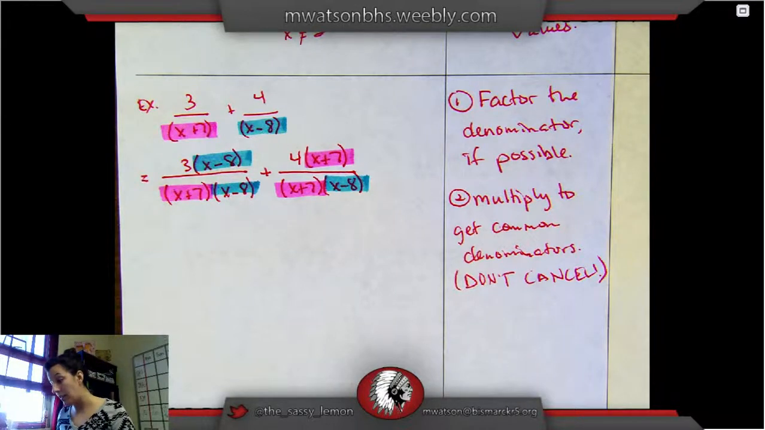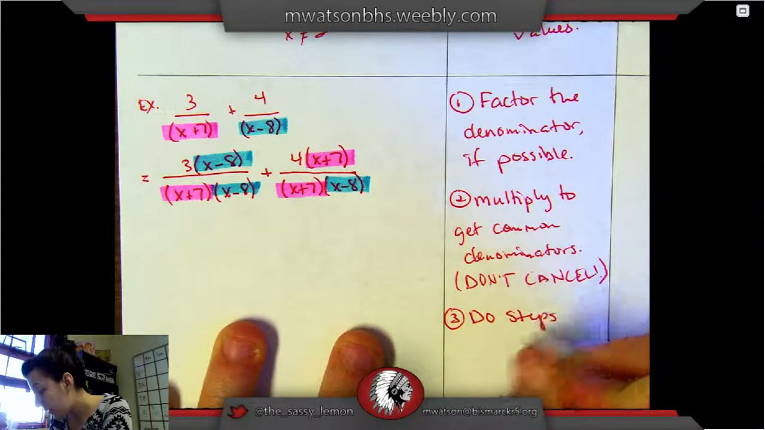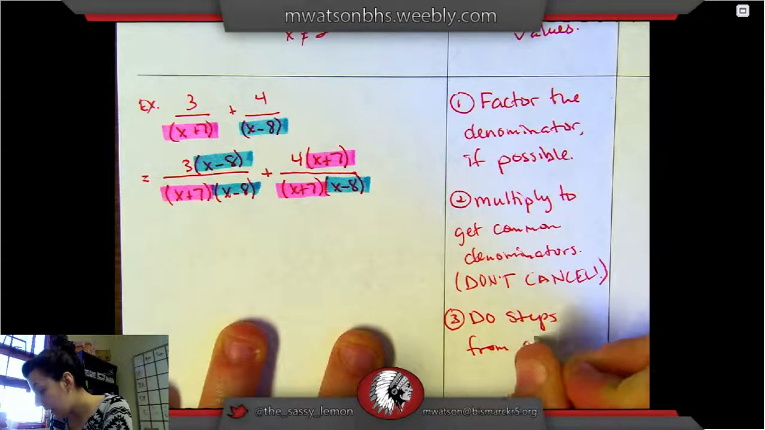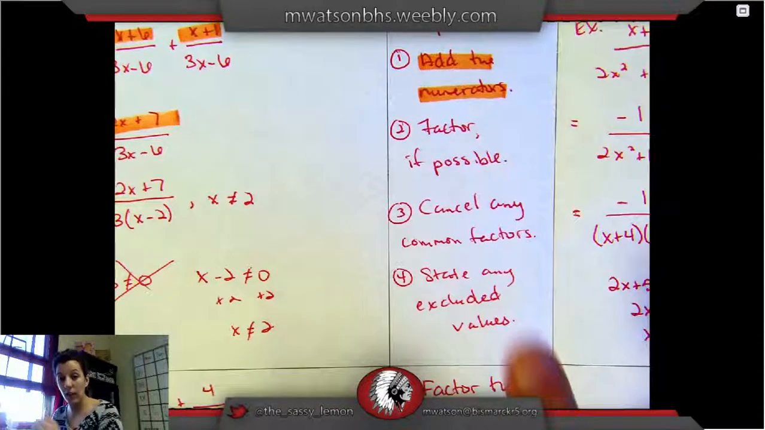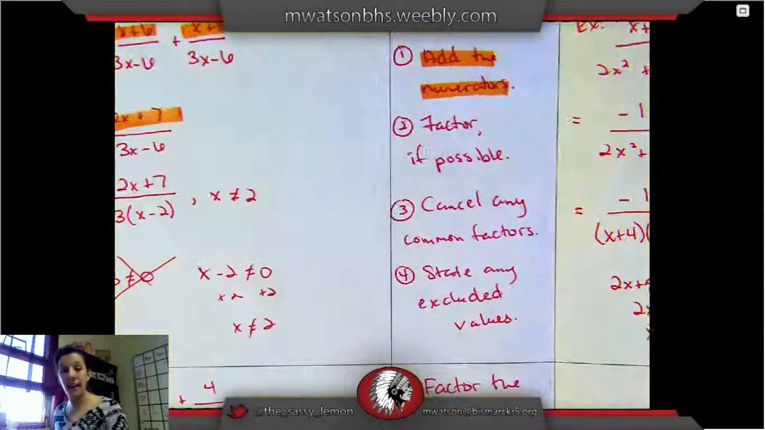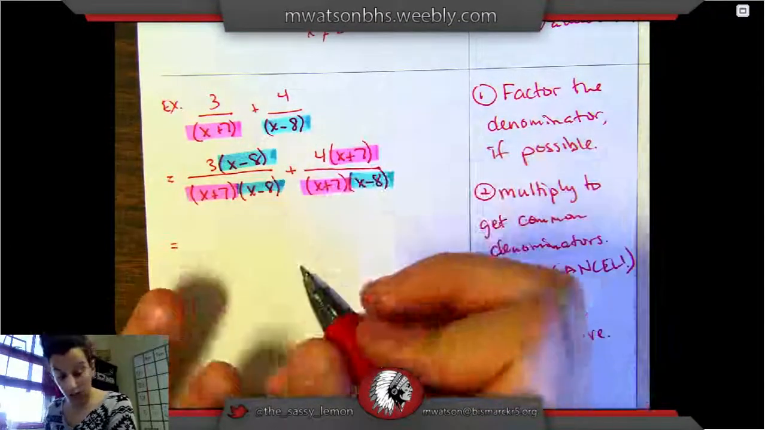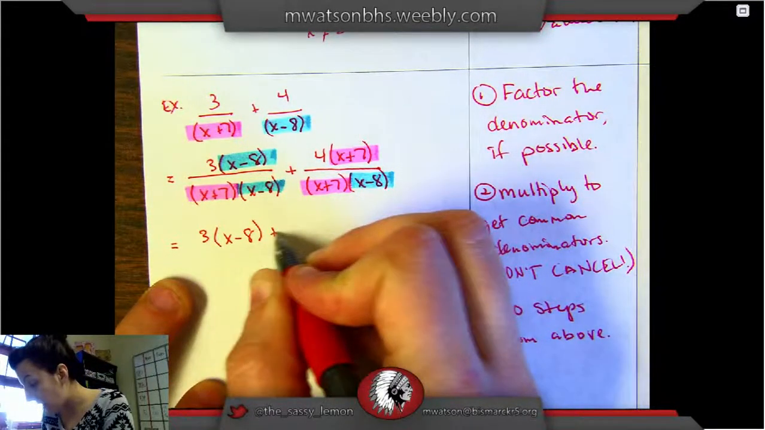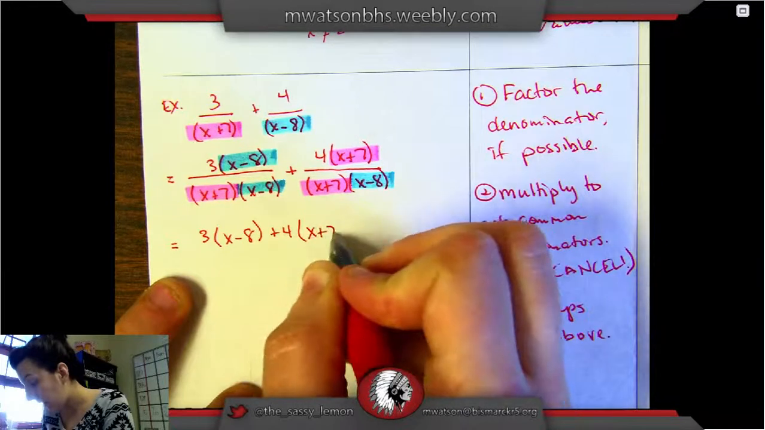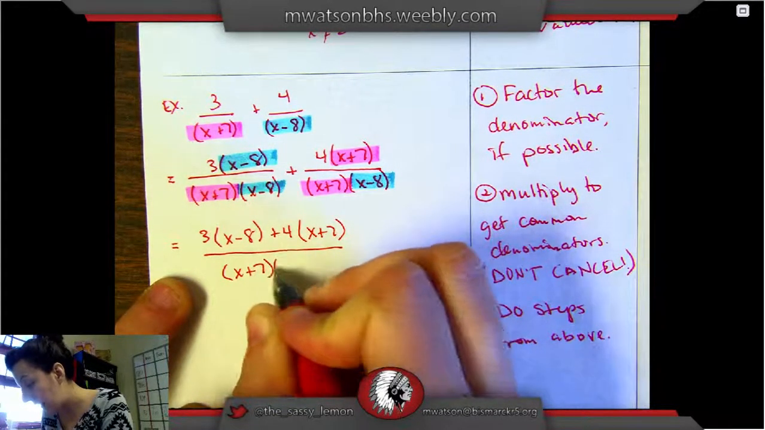At this point, we're going to add the numerators. We're actually going to do the steps from above. Now that we have common denominators, we're going to do all the steps that you do when you have common denominators, which is first add the numerators. So we'll end up with 3 times x minus 8 plus 4 times x plus 7 all over our one denominator, x plus 7 times x minus 8.